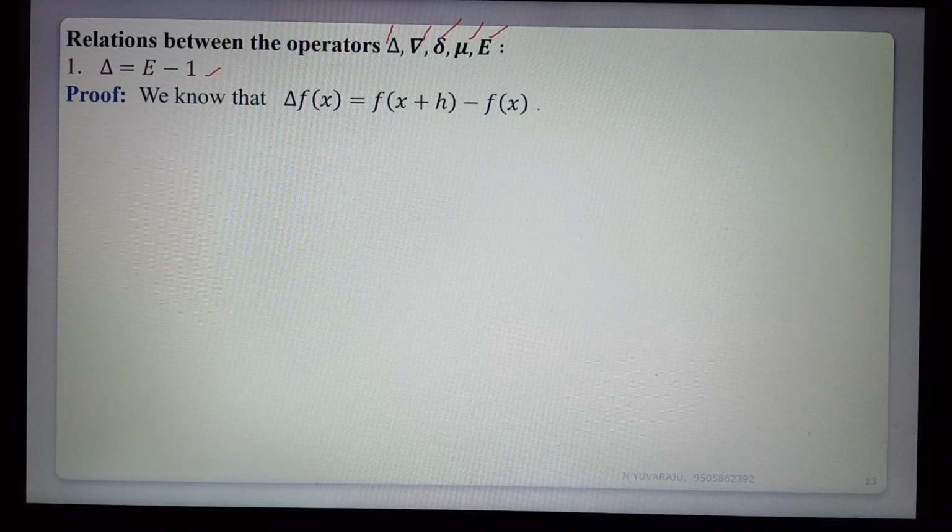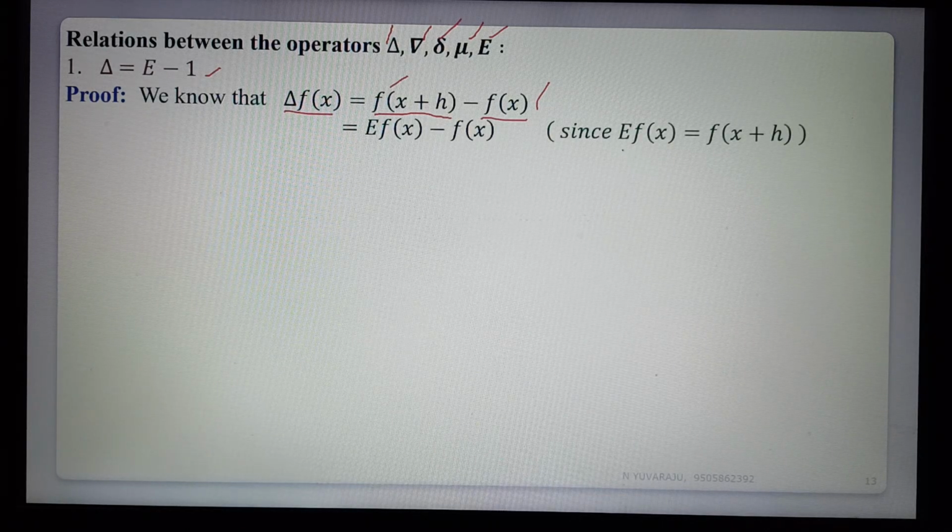We know that del f of x is equal to f of x plus h minus f of x, the known definition. But f of x plus h can be written using the shift operator: f of x plus h is equal to E f of x. So del f of x is E f of x minus f of x. Taking f of x common, E minus 1 into f of x, and cancelling f of x, therefore del is equal to E minus 1. This is the first relation.